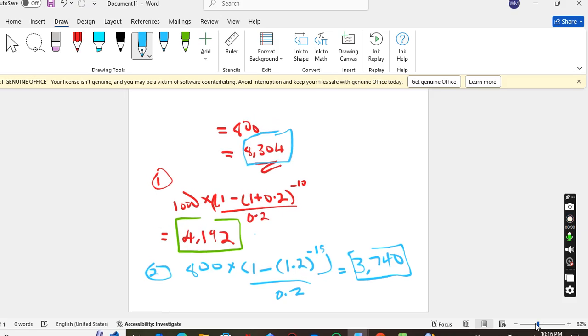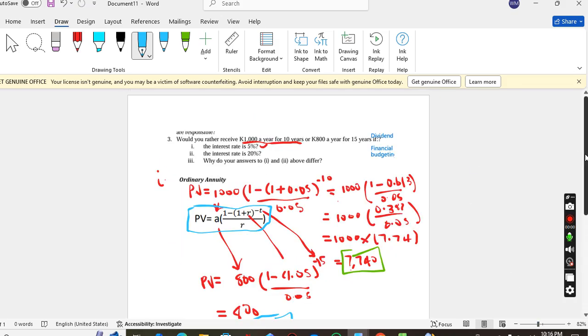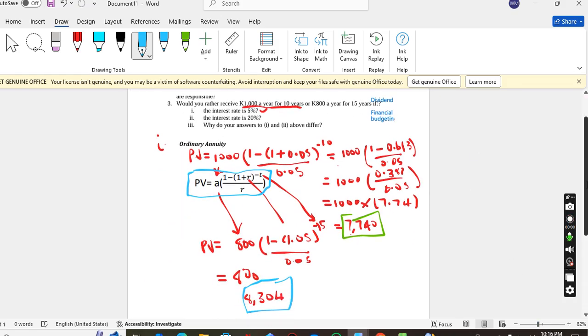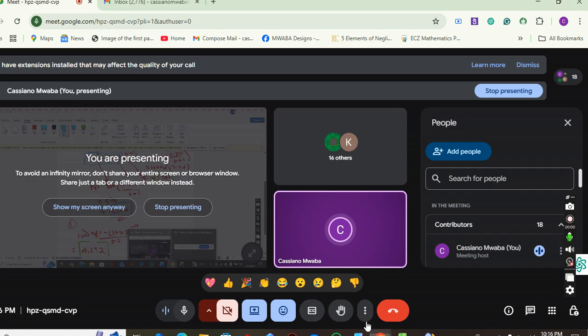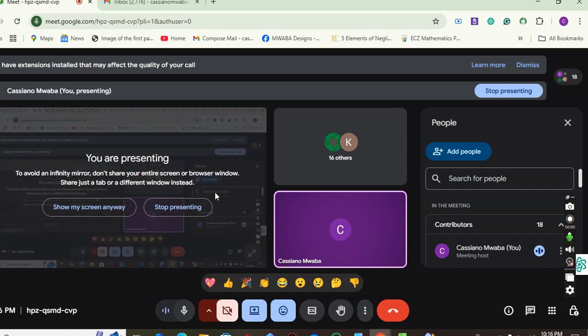Okay, so for part 3 here, why do the answers differ? I'm not going to tell you why the answers differ, but I'll just tell you the concept you need to get. Can I leave it up to you to research why?